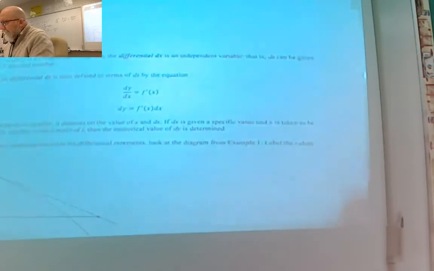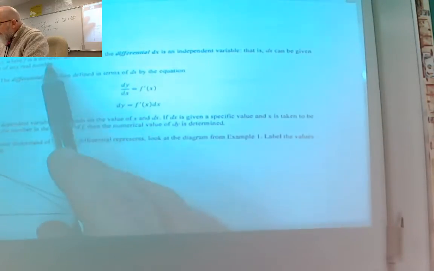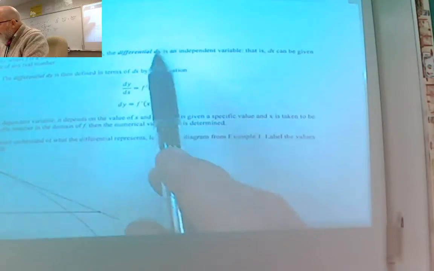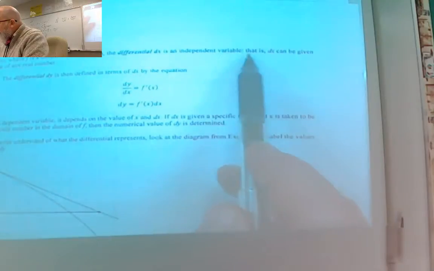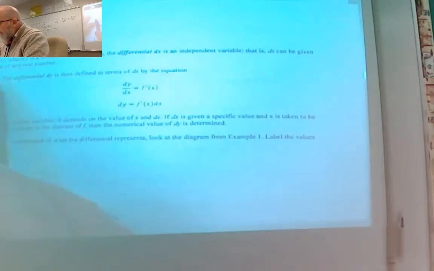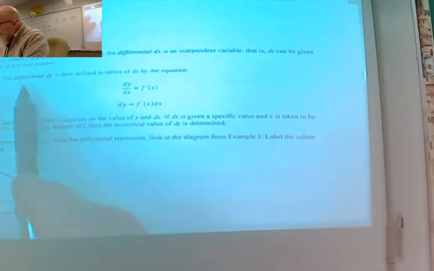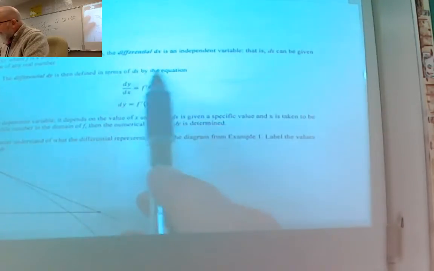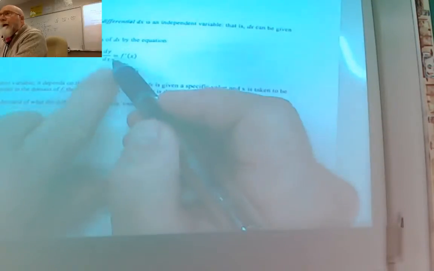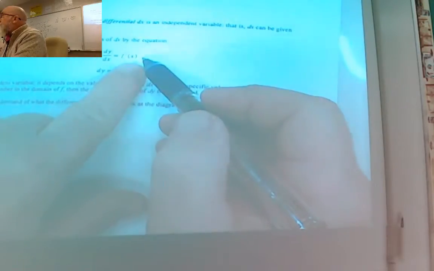All right, so it says if y equals f of x, where f is a differentiable function, which means I could take the derivative anywhere in the function, the differential dx is an independent variable. That is, dx can be the value of any real number. It's the change of x. The differential dy is defined in terms of dx by the equation. Isn't this the name of the derivative?